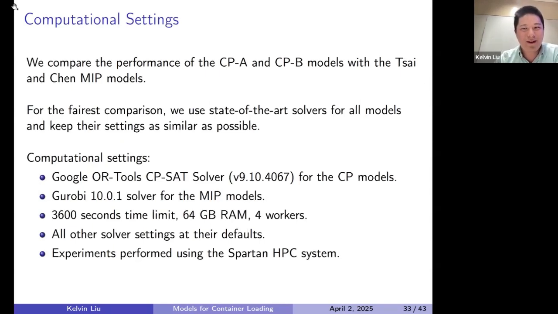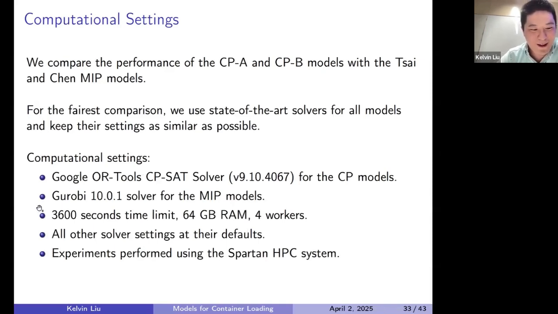What we will do is, since these are the two best performing existing exact methods for container loading, or at least for the BI instances, we will compare the performance of CPA and CPB with them. To have the fairest possible comparison, we will use state-of-the-art solvers for all models and try to keep their settings relatively similar. So in this case, we will use Google OR-tools CP-SAT for the CP models, CPA and CPB. And then for the MIP models, we'll use Gurobi 10.0.1, which is also an up-to-date solver at the time of writing the paper.